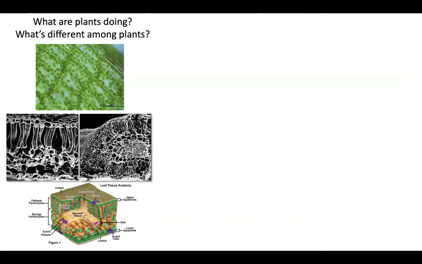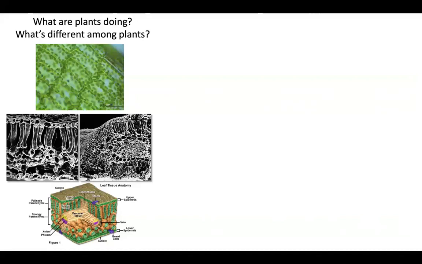So now I'm going to walk you through why hyperspectral remote sensing and what it is about plants and leaves in particular that enable us to use very narrow band remote sensing to characterize them. So what is different among plants? Well, certainly there's differences in chlorophyll content, which is shown in the top figure.